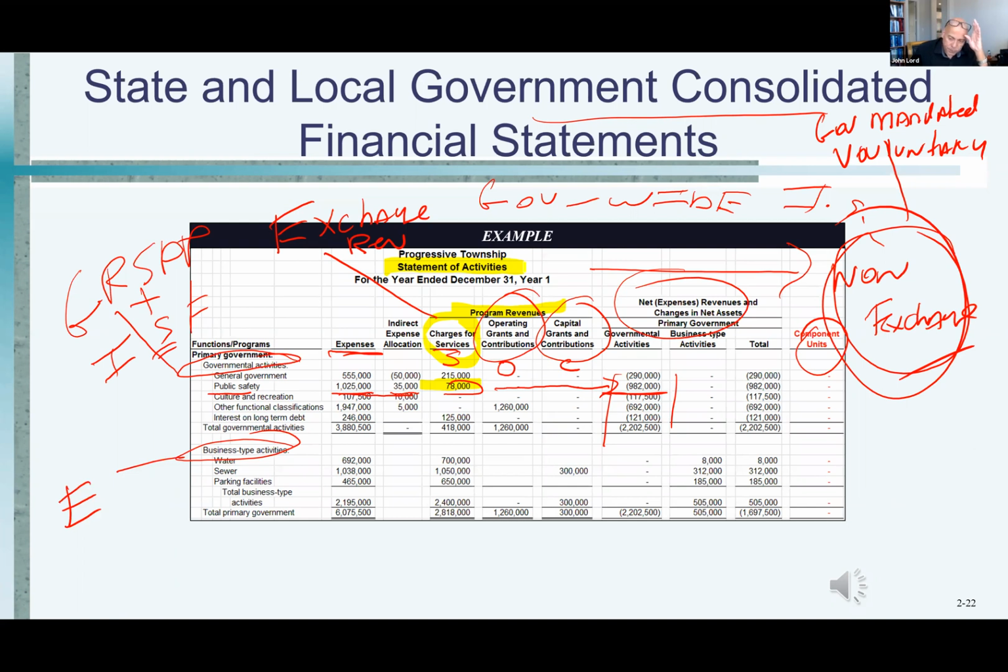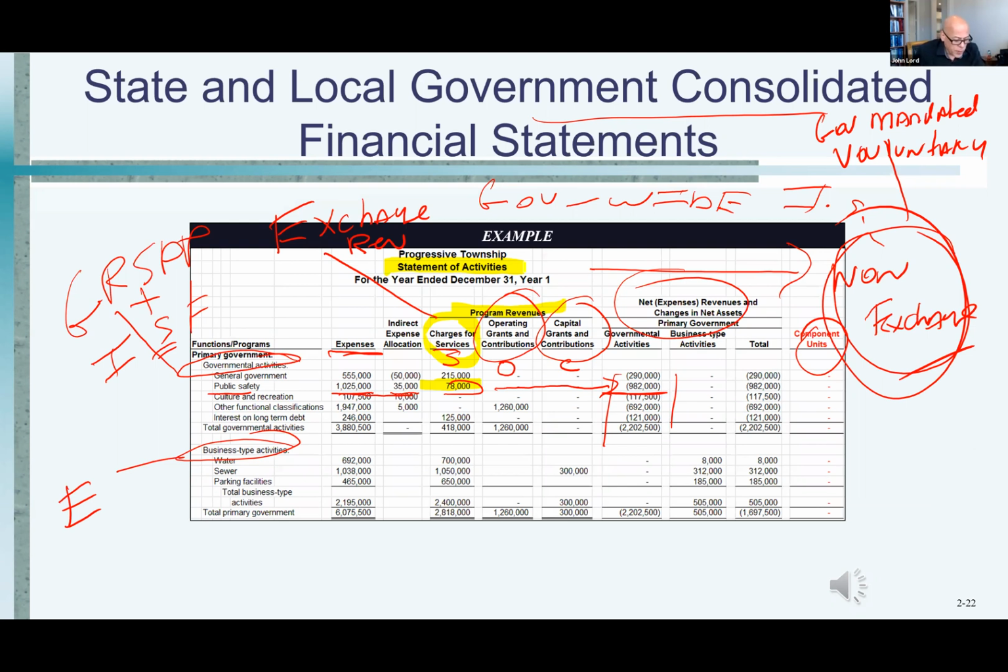Now, I start with the actual example of the statement of activities, which is a government-wide statement. Okay, it's a consolidated statement. I start here because I think it's easier if you go through this example statement with me, and then we'll look at some slides coming up that will call out some of the key things. But first, we're going to get a visual in our mind of what this looks like.